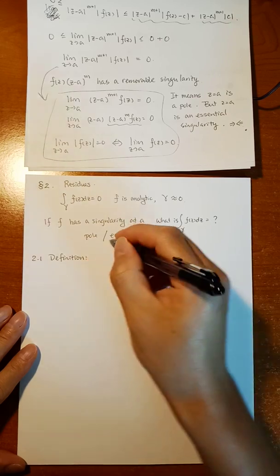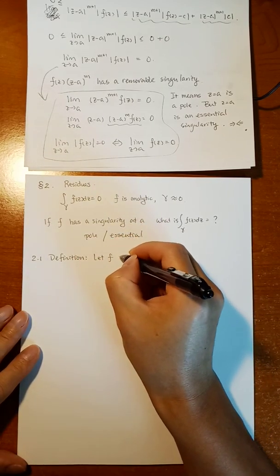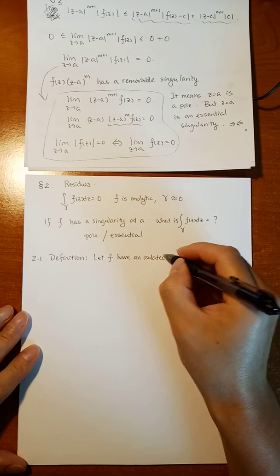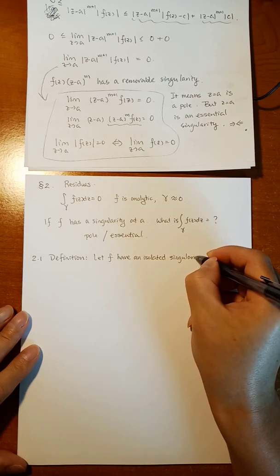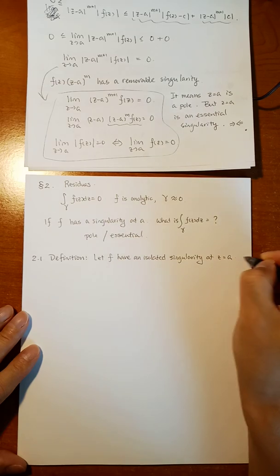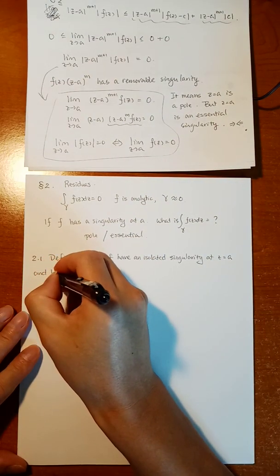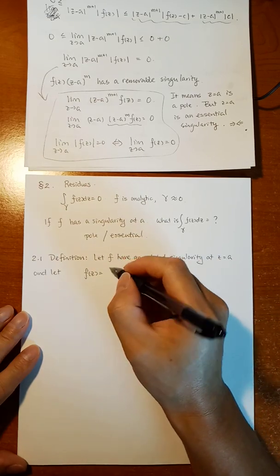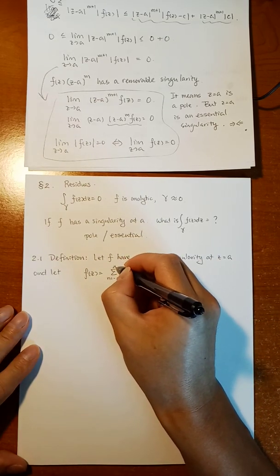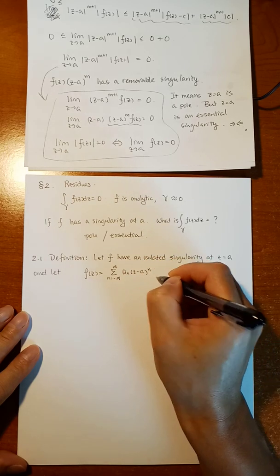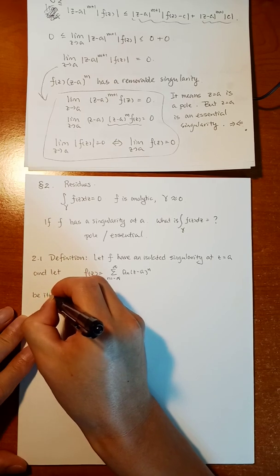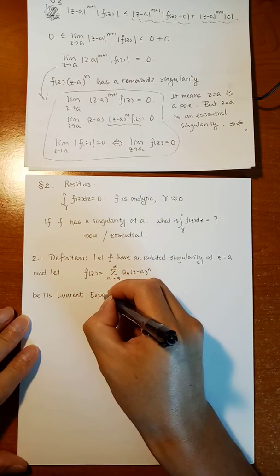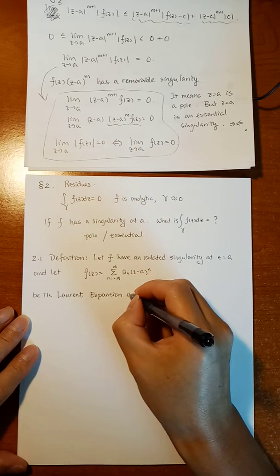Let's see the definition first. So let f have an isolated singularity at z equal to a, and let f of z equal the doubly infinite Laurent expansion, the sum from n equals negative infinity to positive infinity of a sub n times (z minus a) to the nth power, be its Laurent expansion about z equal to a.